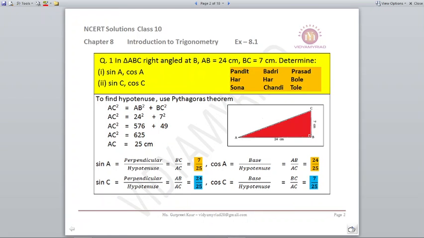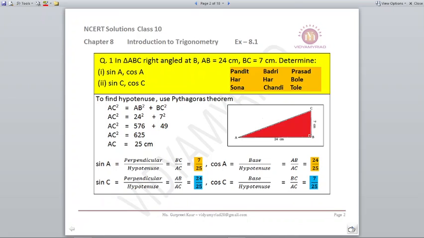Question number 1. In triangle ABC, right angle at B, AB is 24, BC is 7. Determine sin A, cos A, sin C, cos C. Now, we are given a right angle triangle ABC. We are given two sides, but we don't know the third side. So, in trigonometry, we usually have a right angle triangle and we will use Pythagoras theorem to find the third side. In this case, the hypotenuse is missing and we will find it with the theorem, that is AC square is equal to AB square plus BC square, and after solving it we get AC as 25 centimeters.